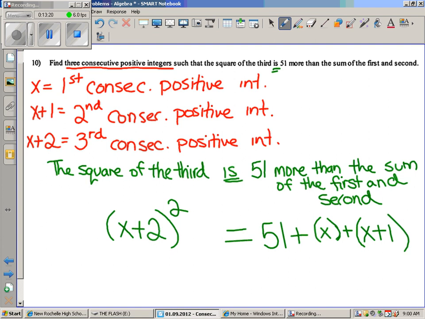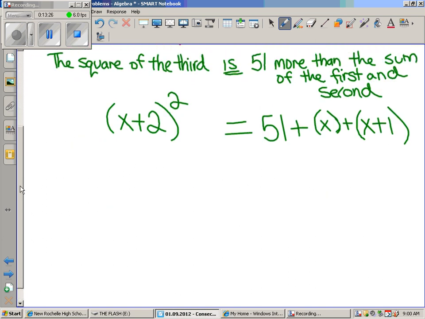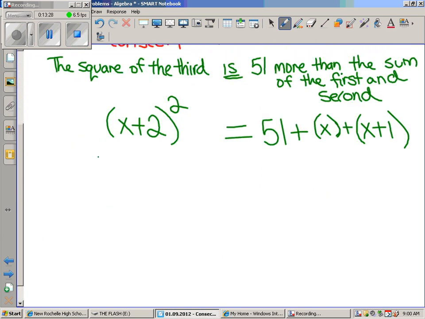Piece of cake. Oh, that's just a lot of symbols. Let's try and simplify that down, right? And then I'll slow down a little bit. x plus 2 squared is just x plus 2 times x plus 2. And then I'm going to FOIL that out.